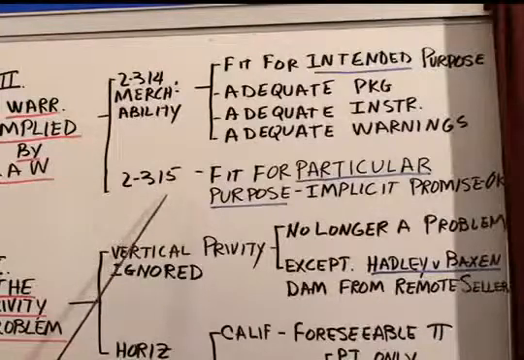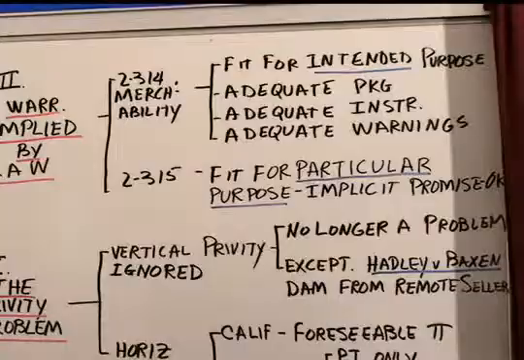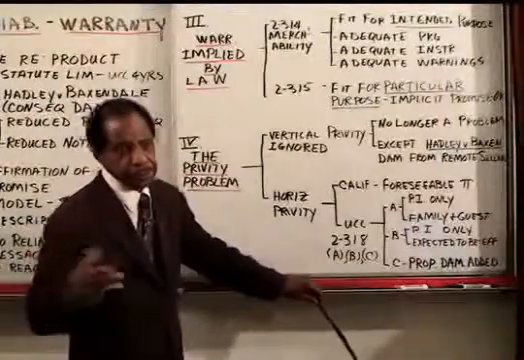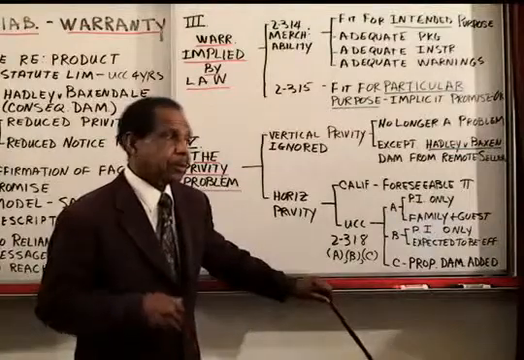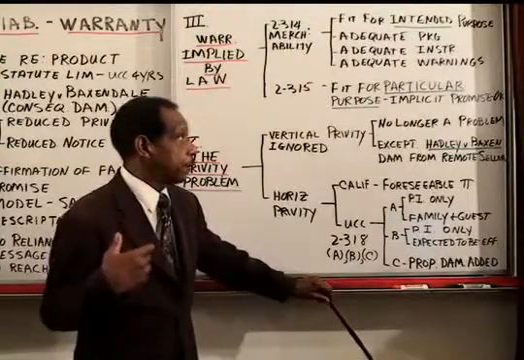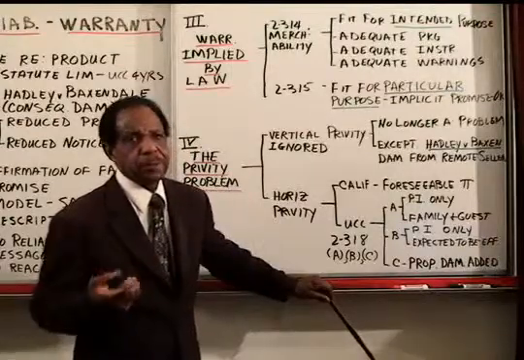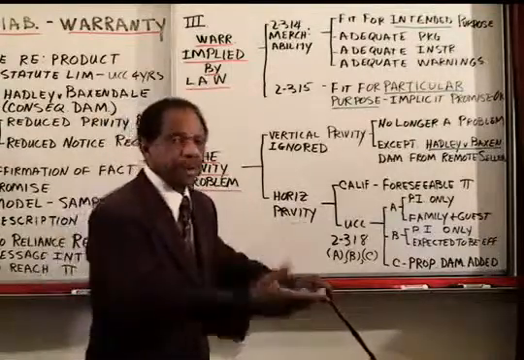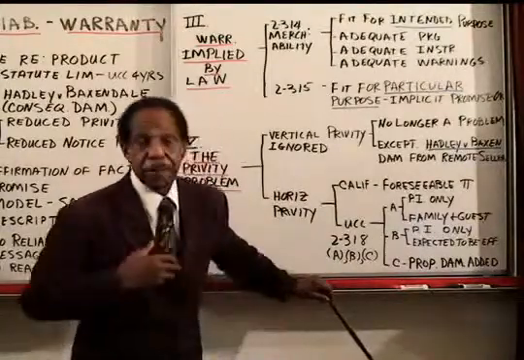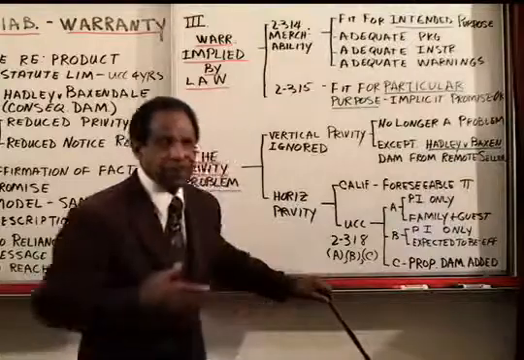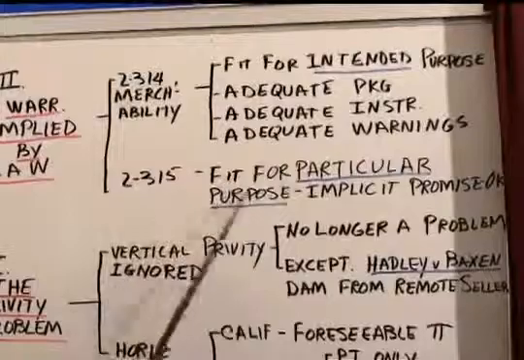2-315 is the warranty that the product is fit for a particular purpose, not the general purpose. Cars are generally used to go places, and lawnmowers to cut lawns and so forth. And so if a product is going to be used in some unusual way that is not for its normal use, and you represent that it is fit for that purpose, that's a breach of this warranty, 2-315, fit for a particular purpose.